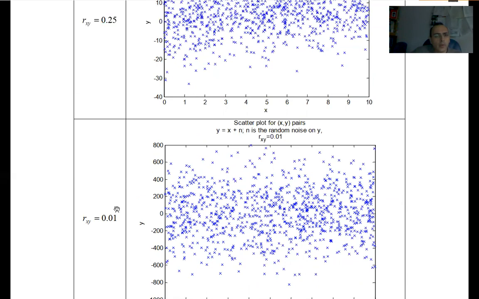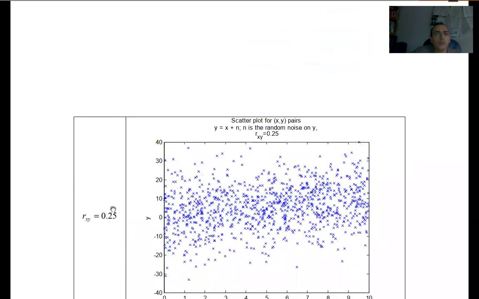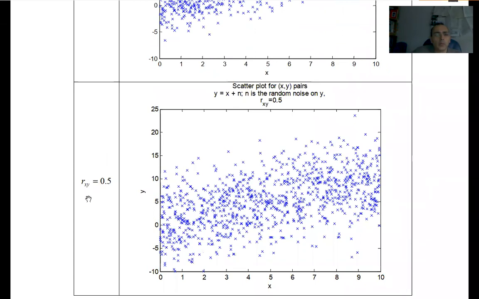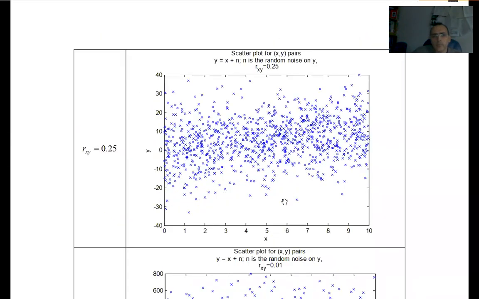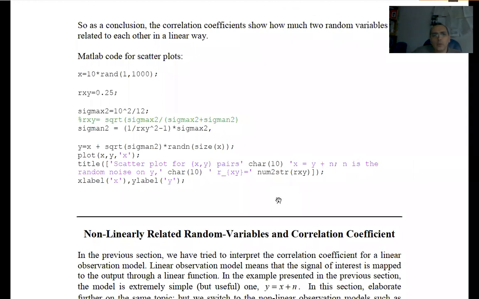So what's my comment? This correlation coefficient tells us about the predictability and what I will call later on the linear dependence between two random variables. So for example, 0.75, it becomes a figure like this. You'll see lots of predictability. Okay, so let's discuss the MATLAB code for this.